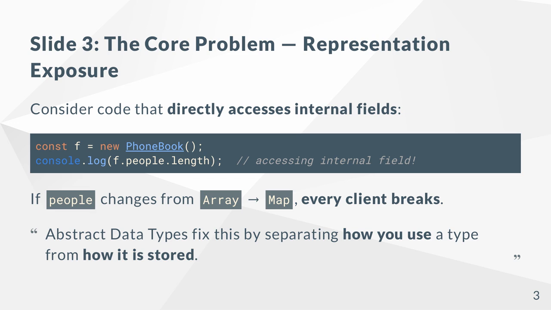But later, you decide that a map would be more efficient for lookups than an array, so you change the internal representation. The moment you do that, every line of client code that accesses people directly will break. The program no longer compiles. This is called representation exposure. The client has become dependent on how the data is stored internally. Abstract data types solve this by creating a strict separation. They separate how you use a type from how it is stored. Clients interact only through defined operations, never directly with fields. That is the core idea.